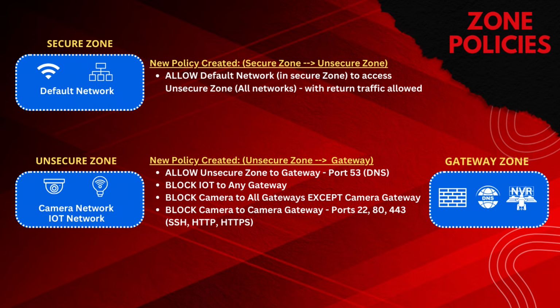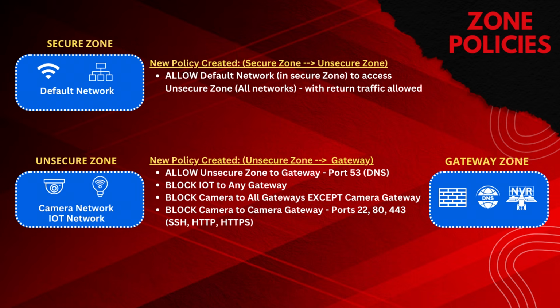Next, we're going to block IoT to any gateway, okay? So basically, once we allow that port 53 through there for DNS, we can block all other access for the IoT network only. We can't do that for the cameras because the cameras need to be able to record. Remember, this is also our camera NVR. So then we're going to create a block camera to every gateway except the camera gateway rule, just like we did in video 6, if you guys did watch my previous firewall video in the course.